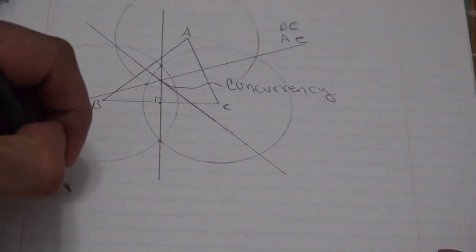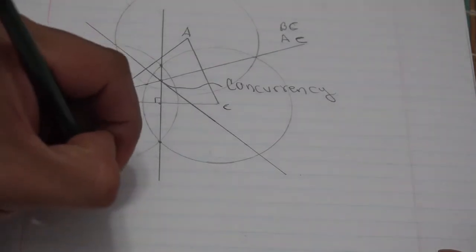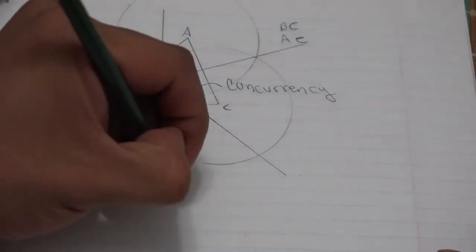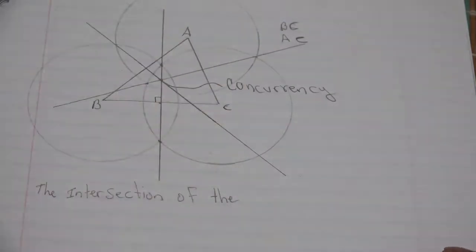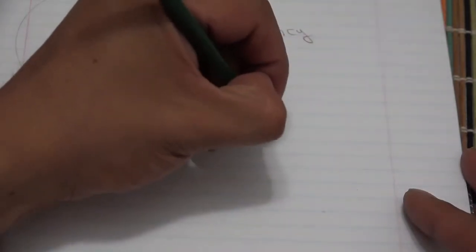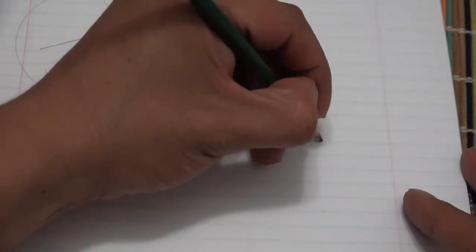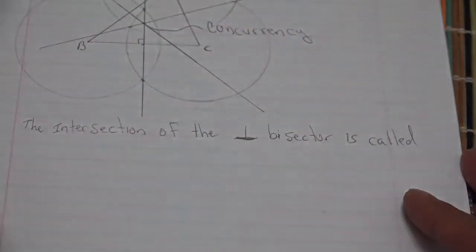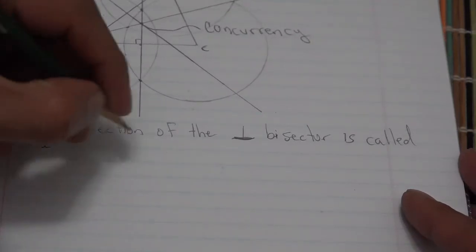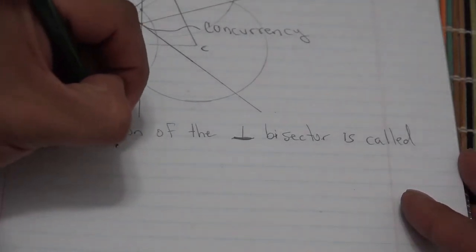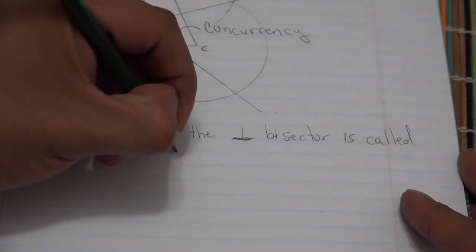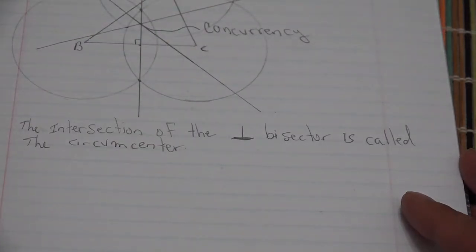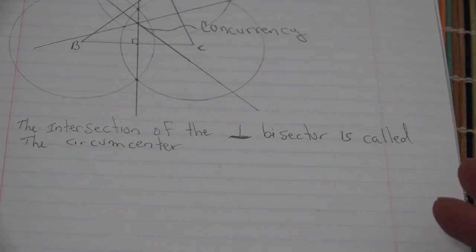The intersection of the, and let's try to use vocabulary right here and symbols, of the perpendicular bisector is called, it's called the circumcenter. And I am going to show you why it's called the circumcenter as soon as we do two more triangles, okay? Because we really need to get this down pat.